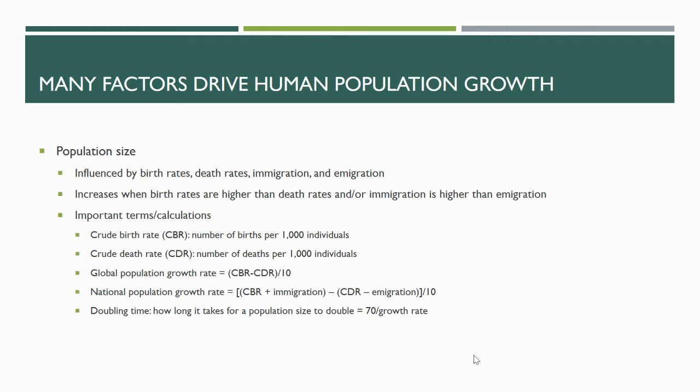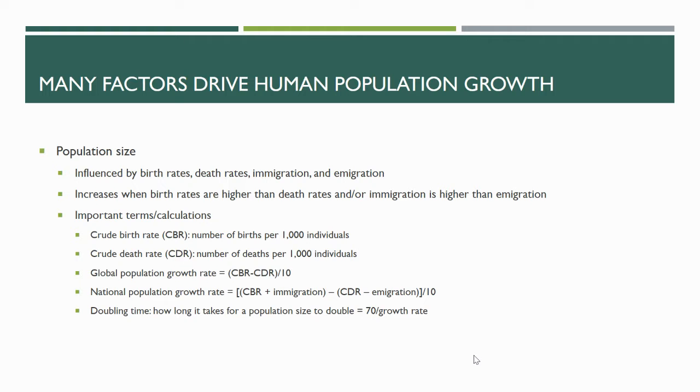The population size of a country, for example, is influenced by birth rates, death rates, immigration, and emigration. Populations increase when birth rates are higher than death rates, and or immigration, so people moving in, is higher than emigration, people leaving to go live somewhere else.